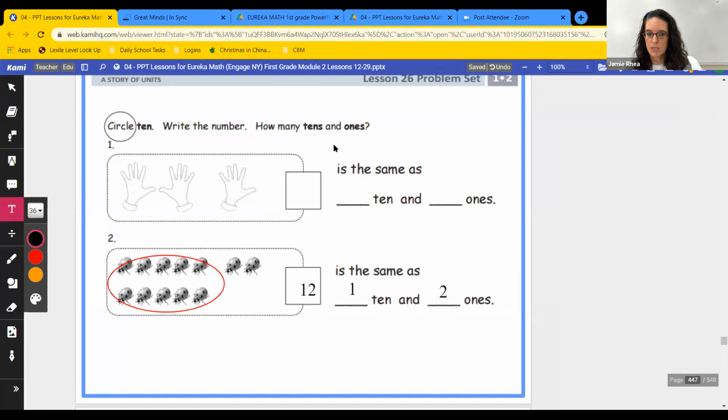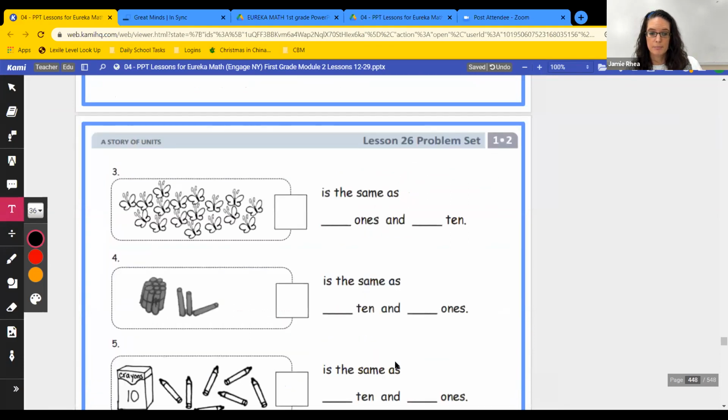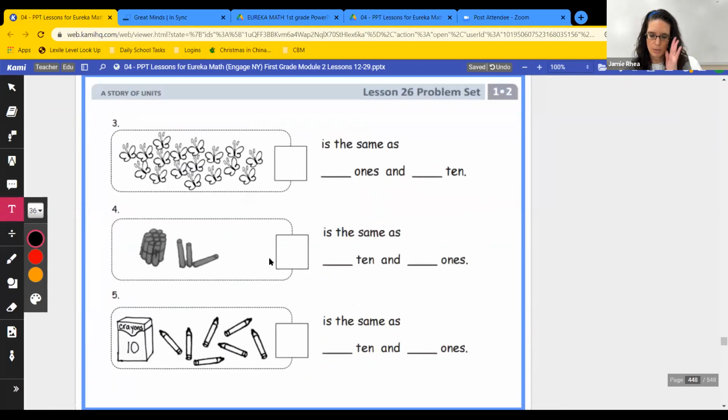You're going to do the same thing up here for number 1. Don't forget, you have to circle 10. You have to write out the number, and you have to write how many 10s and 1s. Do you see I circled, wrote, and wrote. Make sure you do that. Okay, let's go down and do number 4.